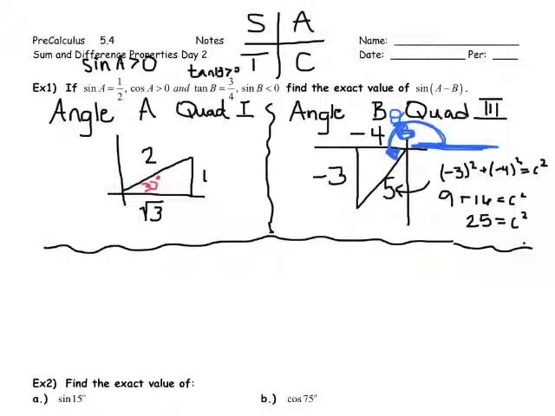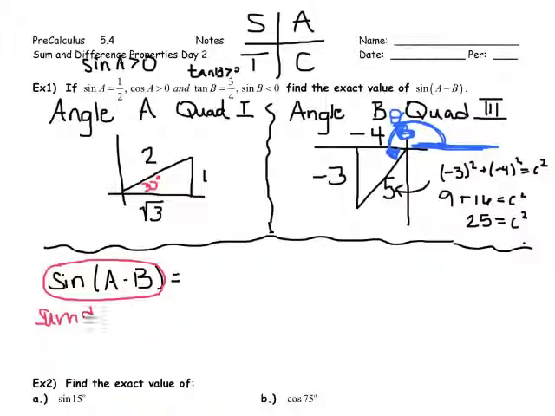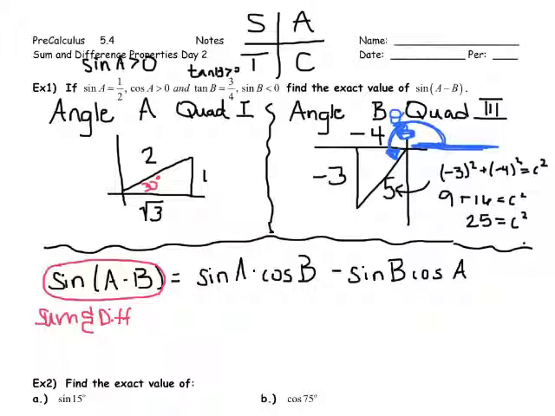After you draw the triangles, you want to evaluate what it is that it's asking you to evaluate. So it's asking you to evaluate sine of (A minus B). Well, if we match this up to our sum and difference rule, our sum and difference rule is sine A times cosine B minus sine B times cosine A.